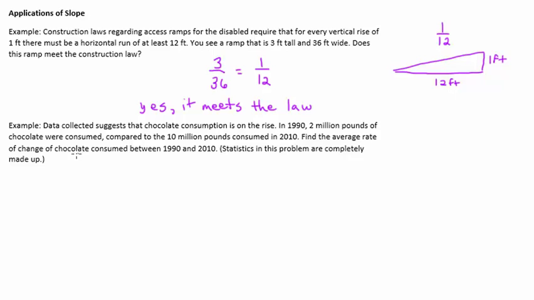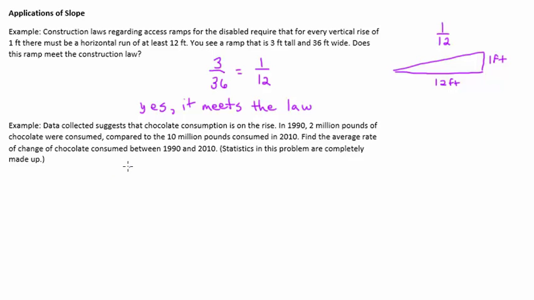The second example: the data collected suggests that chocolate consumption is on the rise. In 1990, 2 million pounds of chocolate were consumed, compared to the 10 million pounds consumed in 2010. Find the average rate of change of chocolate consumed between 1990 and 2010. And just as a note, the statistics in this problem are completely made up by me, so don't go telling people about how we're consuming more chocolate now, although we probably are, but not with this exact data.